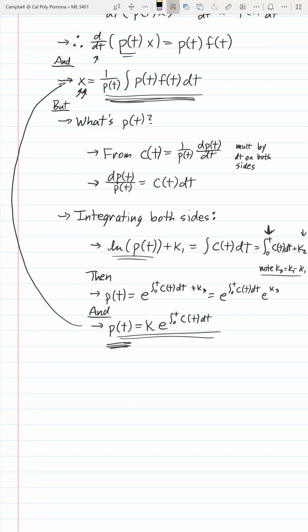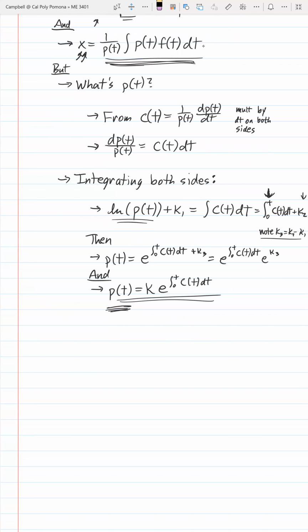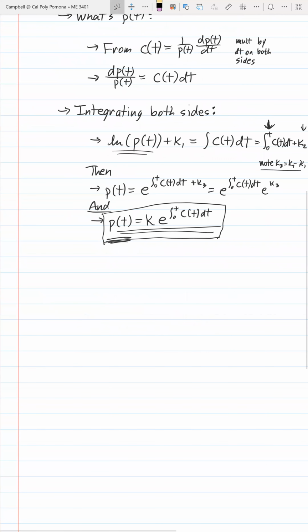So very, very simple. And that's why this method is so powerful, because using these relatively simple expressions, they're deserving of boxes, I think. Let's go ahead and box these up. So using these two relatively simple expressions, we can find the solution for what would generally be considered a very difficult differential equation to solve.